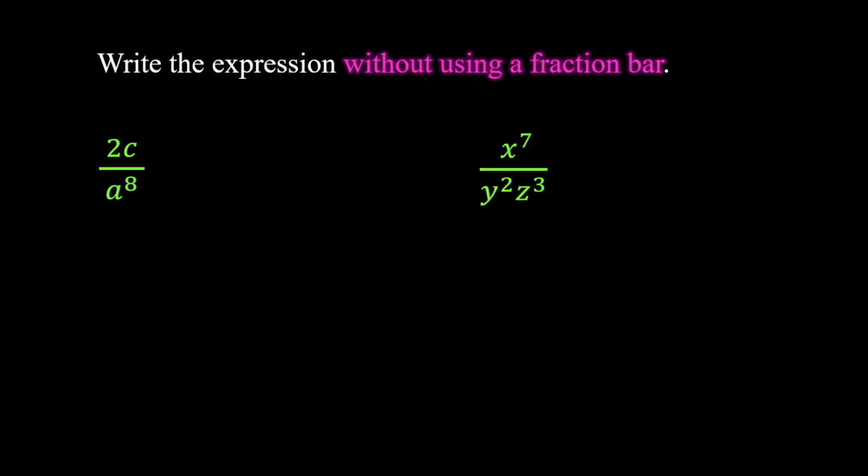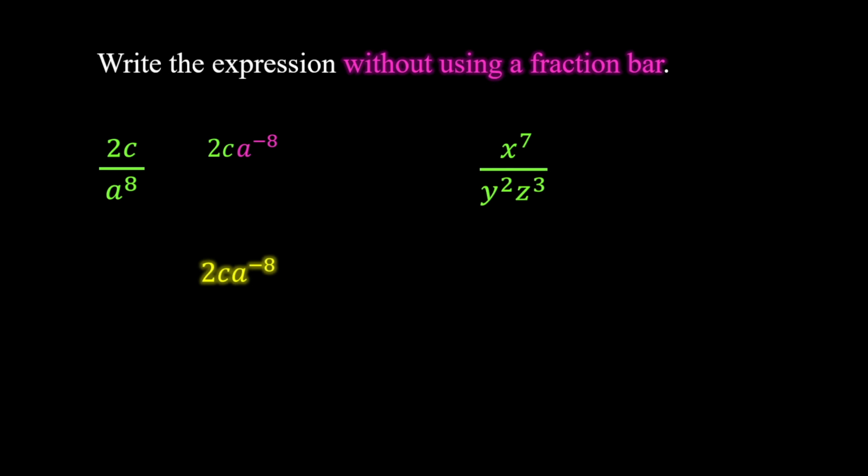To move any factor up or down the fraction bar, we simply change its exponent to its opposite. For example, in the expression 2c over a to the power of 8, to eliminate the fraction bar, we move the power of a in the denominator to the top of the fraction by changing its exponent to its opposite sign. Thus, we get 2ca to the power of negative 8.